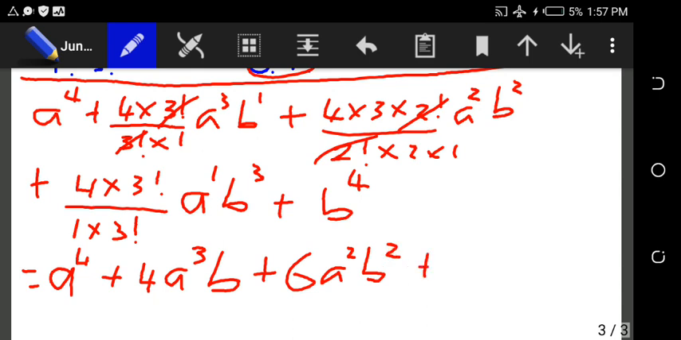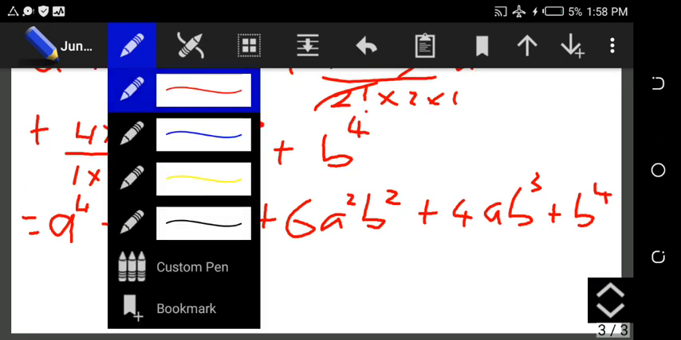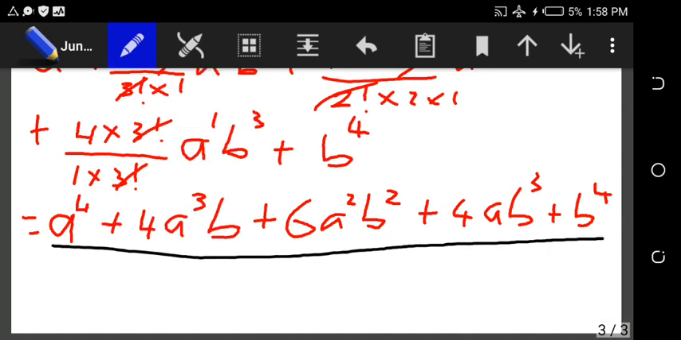All right, plus over here, the next one here, the 3 factorial cancels the 3 factorial. So we're left with just 4 over 1, and 4 over 1 will give us 4. Now a raised to power 1 is a, and b raised to power 3 is b raised to power 3, and finally plus b raised to power 4. So all this that we have here is the expansion of a raised to power 4. Now let me quickly show us something.